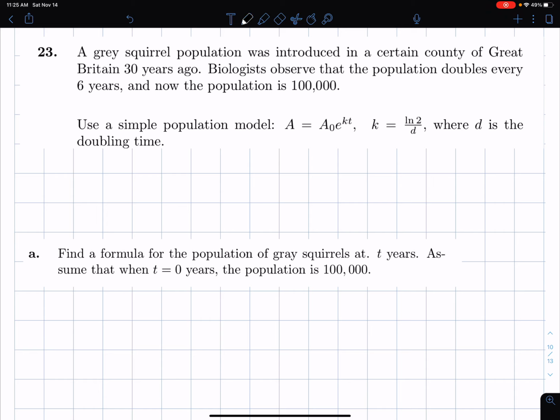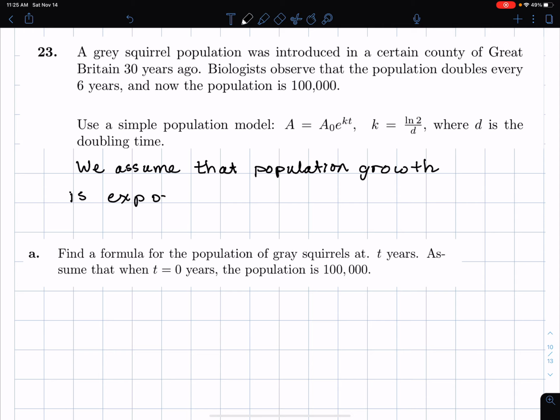We will use a simple population model, which assumes that population growth is exponential. This has some drawbacks, but it's a simple model. There are other models that are more involved.